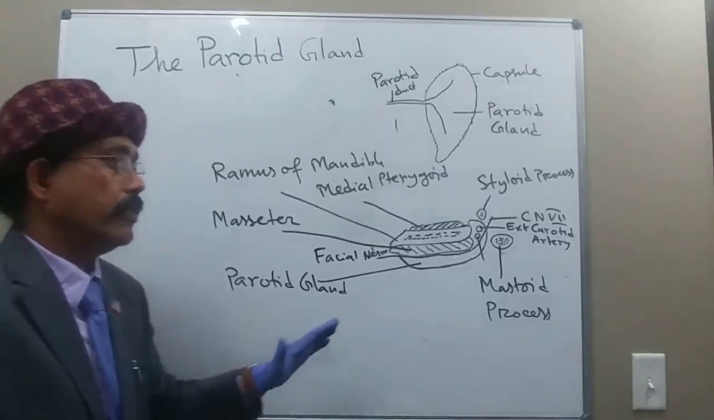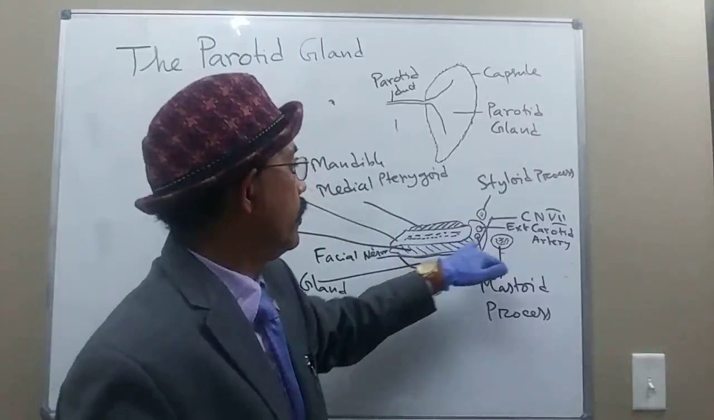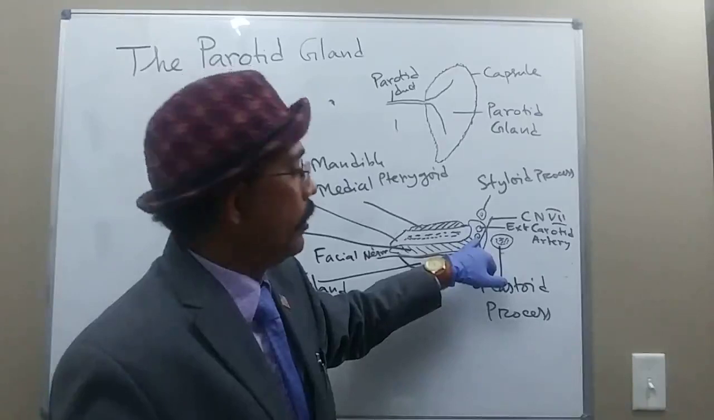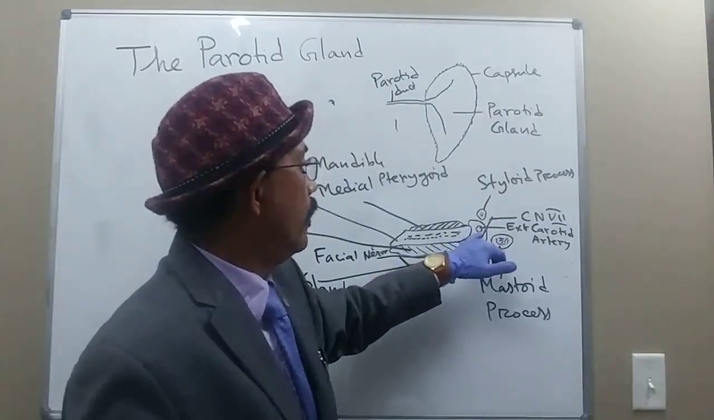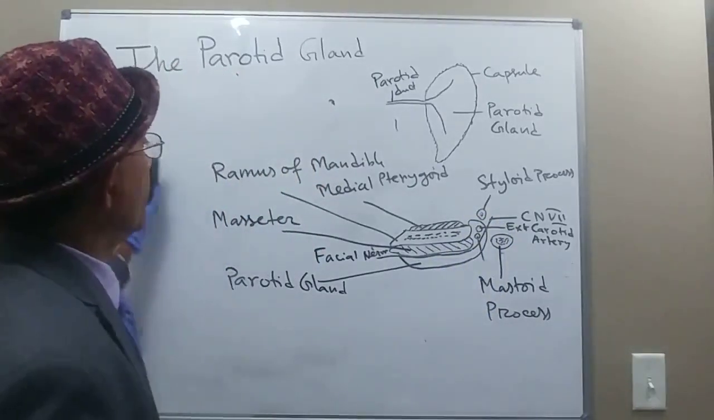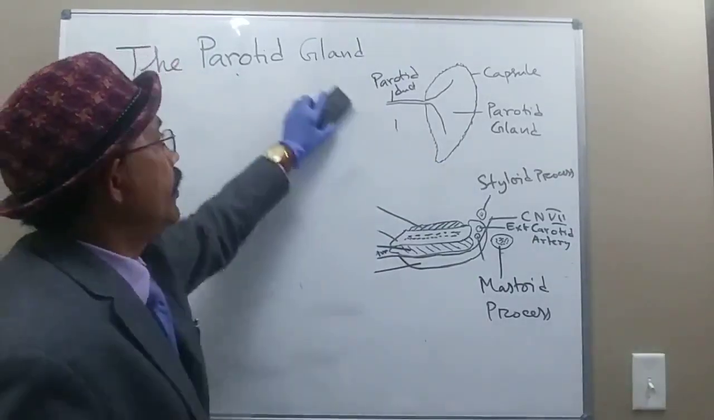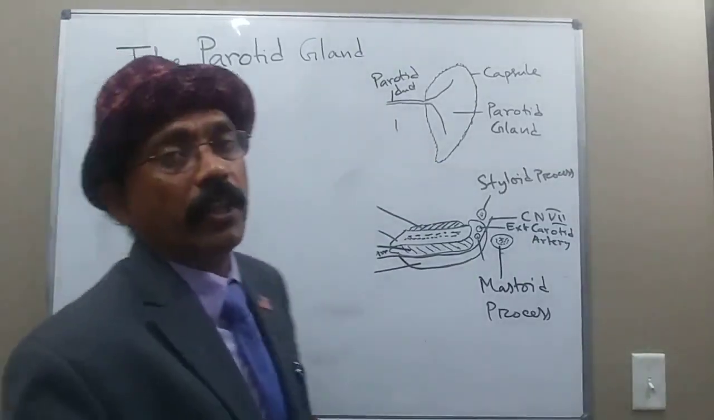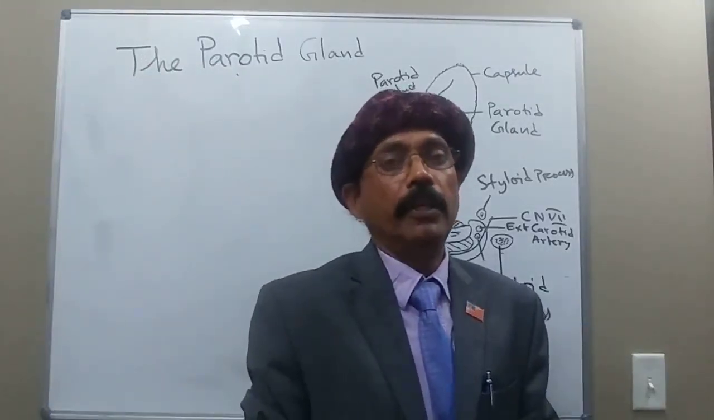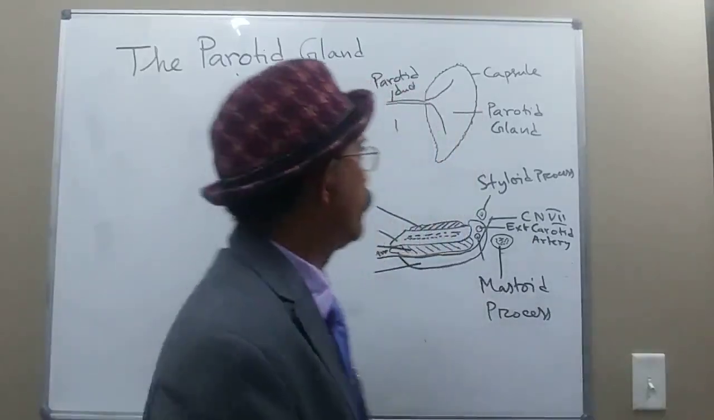We got the cross section of the parotid gland, and the structures present there are the facial nerve and its branches, the retromandibular vein formation and division, and the external carotid artery's termination. So let's start one by one. The facial nerve comes out of the cranial cavity through the stylomastoid foramen, enters the parotid gland, and makes 5 branches.